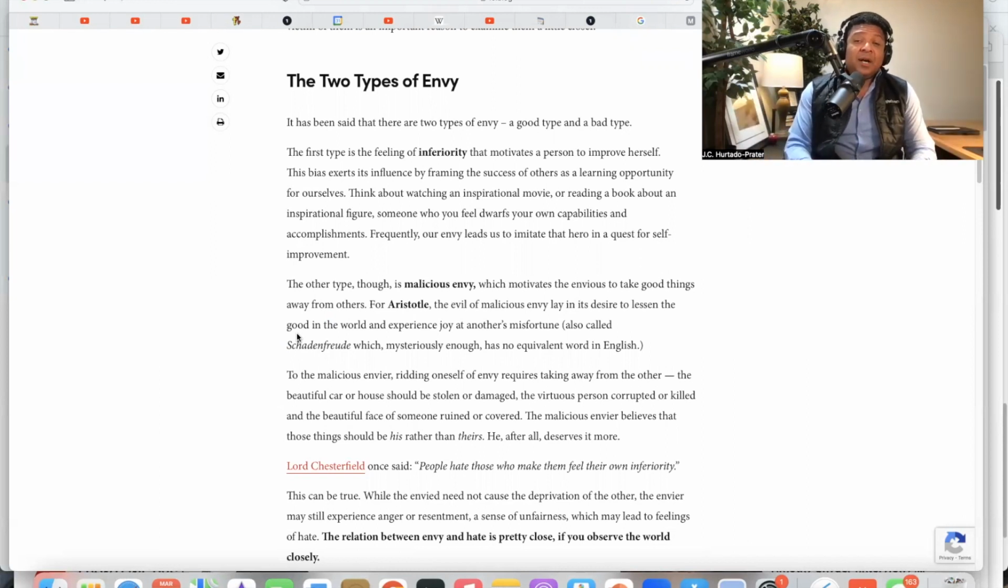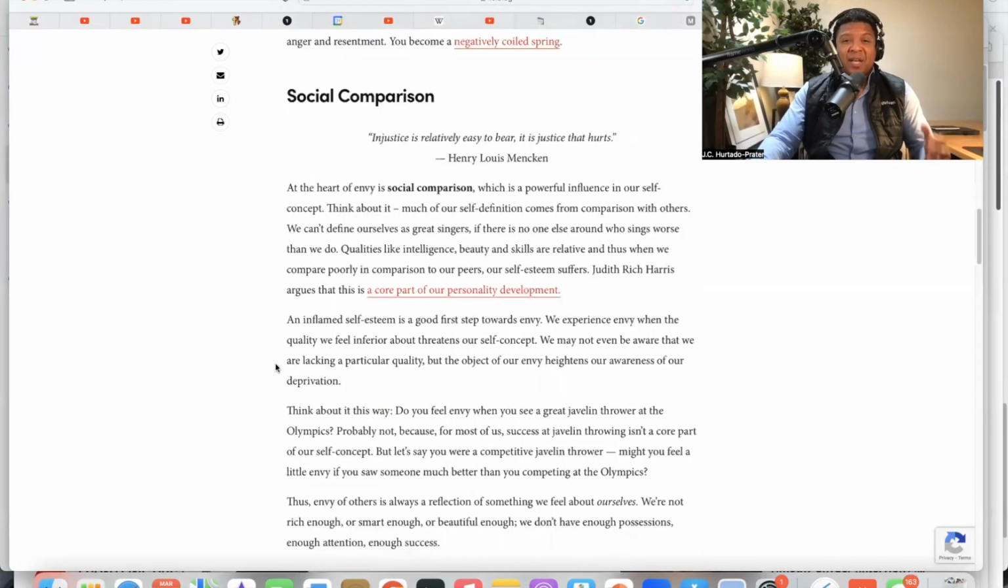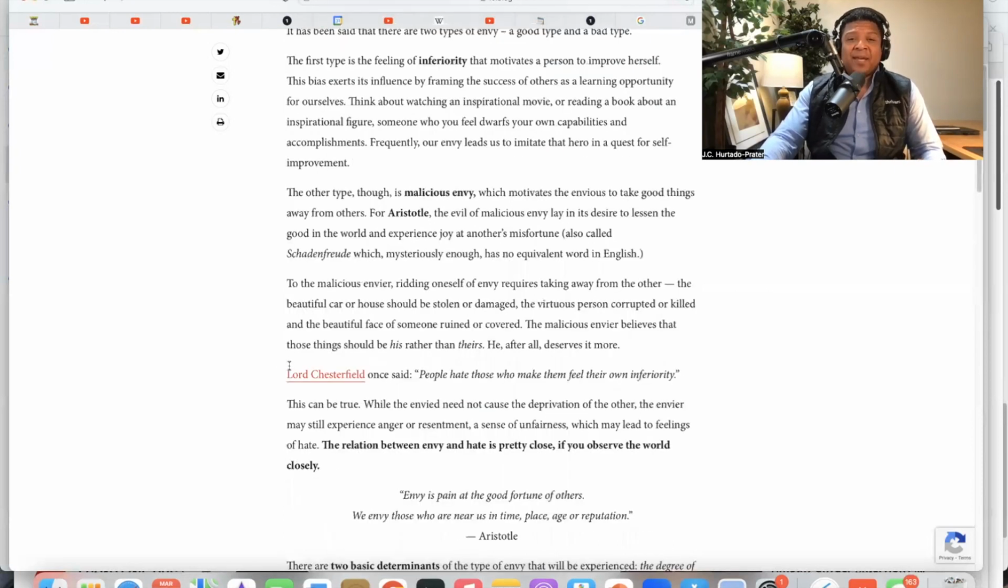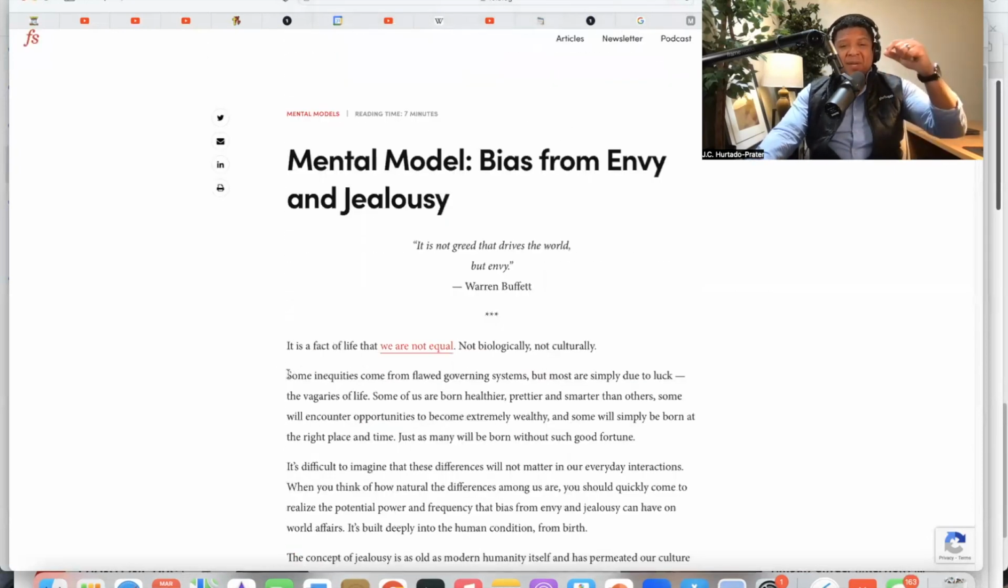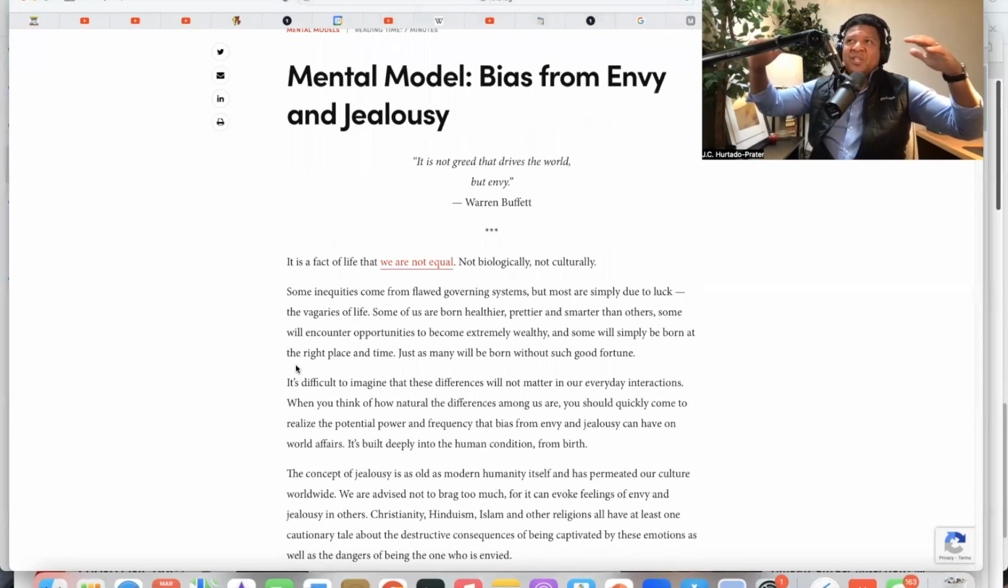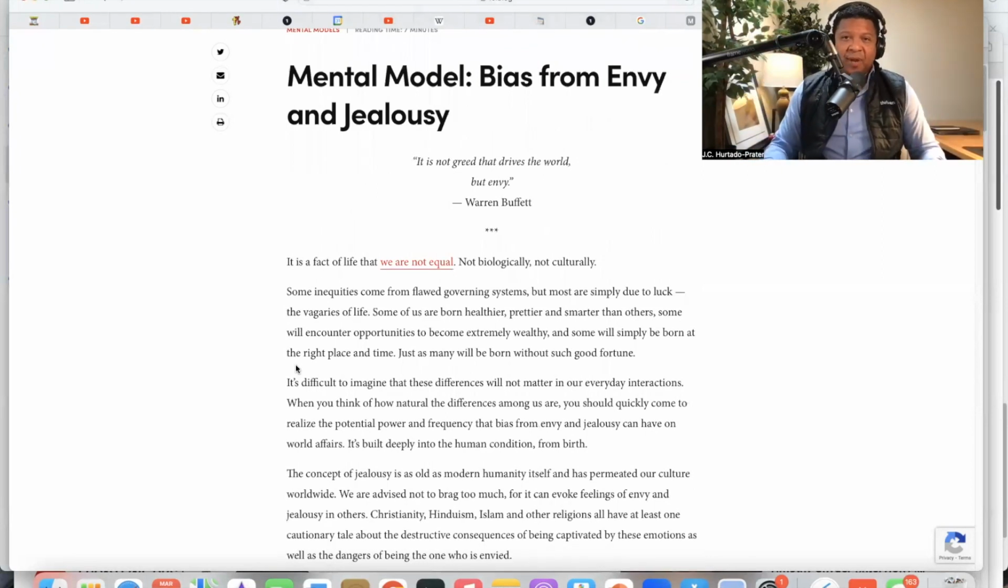Right? So basically what it's saying, and here's the point that I want to make, because there's so much more that we could read about this, but we don't have time to go into all this. Here's the point that I want to make: when we talk about this bias from envy and jealousy, it's the understanding that not all things are equal. Right. And I know we live in a world today where there are major pushes for diversity, equity, and inclusion. And all of that is good. And I stand behind all of that. And I think it's wonderful that we're starting to see more of that.